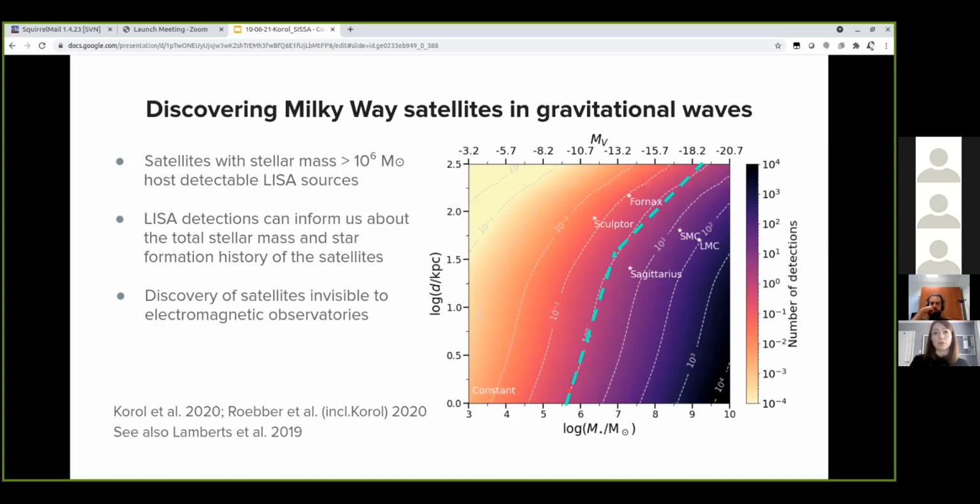And I will show you in the next slide that LISA detections can inform us about the global properties of the satellites. But what this plot also tells you is that we can potentially discover new satellites. For example, if our satellite galaxy is hiding behind the disk or the bulge of the Milky Way, and therefore is inaccessible with the electromagnetic observatories.